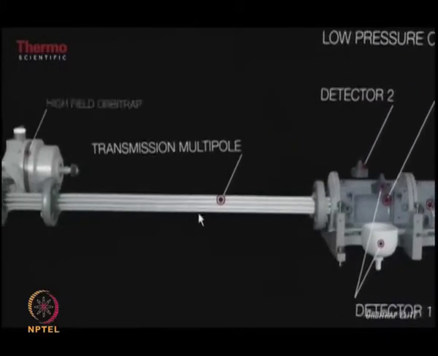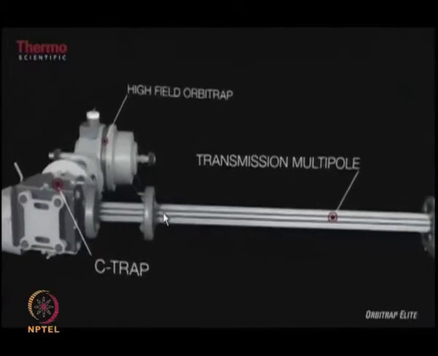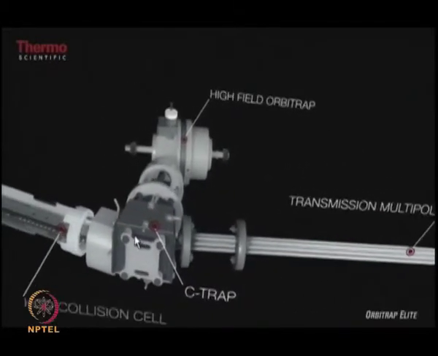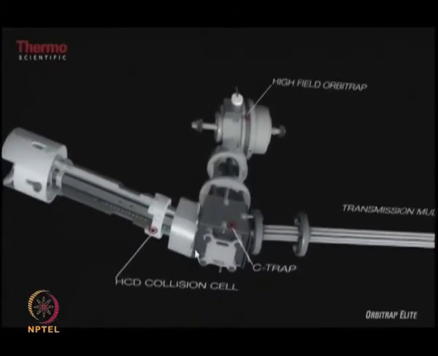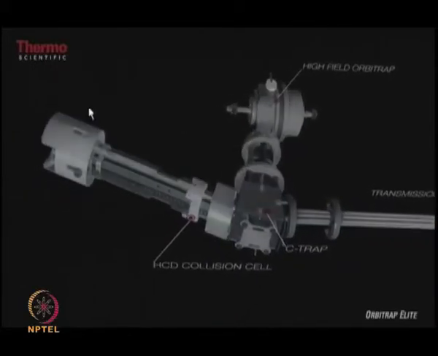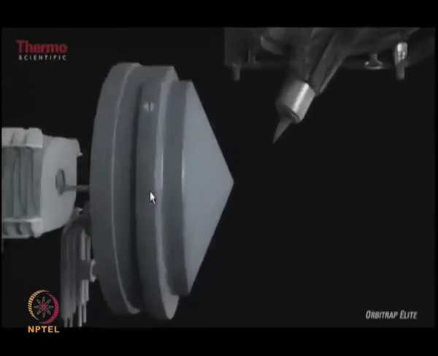From the linear trap it goes to the transfer optics. Then we have the C trap, which dynamically squeezes the ions into a packet and allows the ions to go into the high field Orbitrap. Then you have the HCD cell.